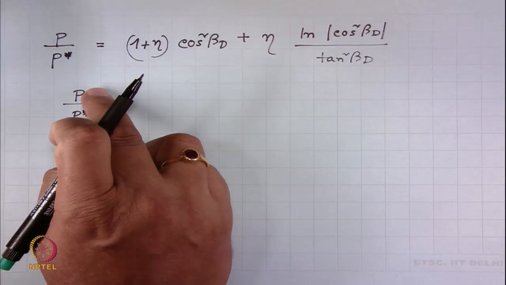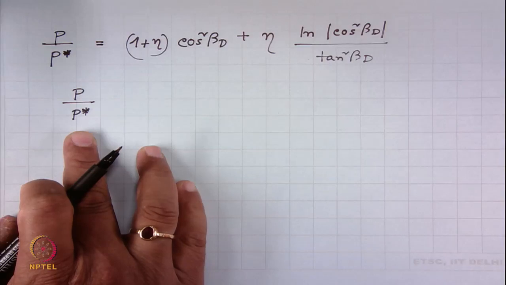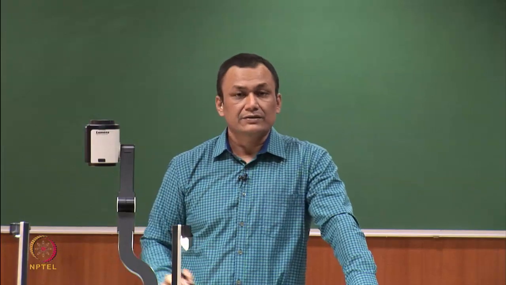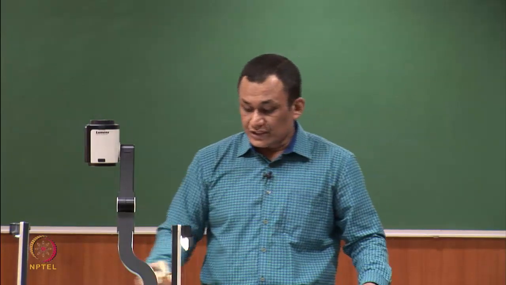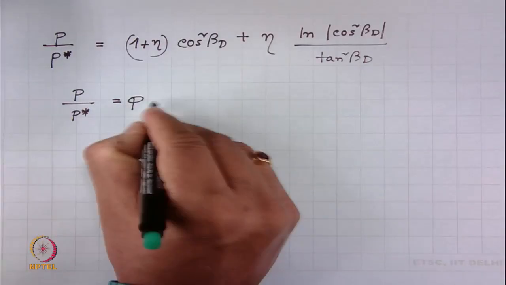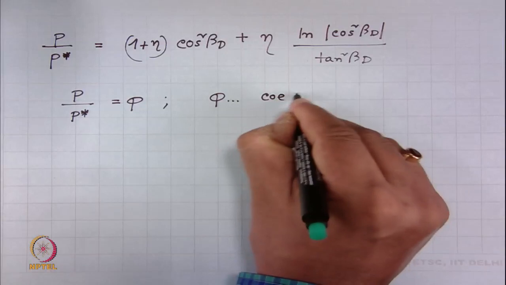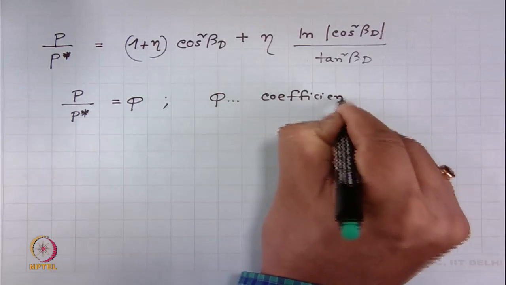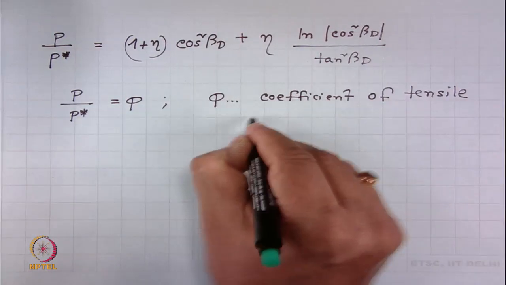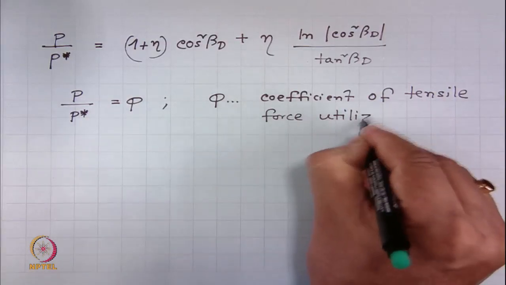Yarn axial force divided by axial force on a parallel fiber bundle having same fineness and same substance cross sectional area like yarn. So, this quantity we denote as phi, where phi is known as coefficient of tensile force utilization.